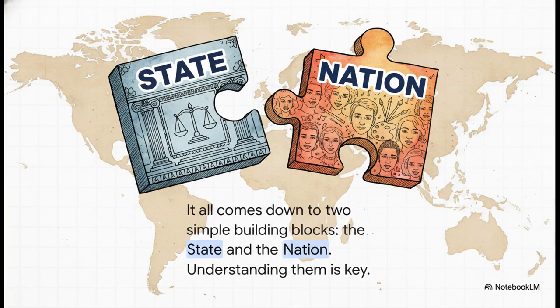And look, to solve this giant global puzzle, we really only need two key pieces: the state and the nation. Now, they might sound kind of similar, but trust me, they are fundamentally different. If you can get this one distinction right, the entire world map is just going to snap into focus.